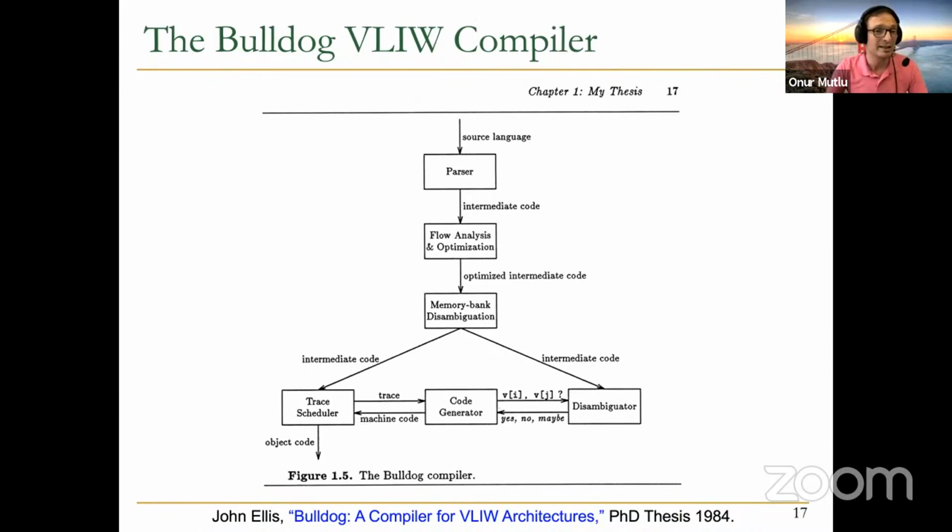And actually at Yale, John Ellis, a PhD student of Josh Fisher, developed the Bulldog VLIW compiler, which precedes a lot of the analyses that are done in modern compilers. You can see their flow analyses. They even do memory bank disambiguation because you need to make sure that the instructions that you schedule together don't conflict in a memory bank. We will see that later on, actually, in next week's lectures.